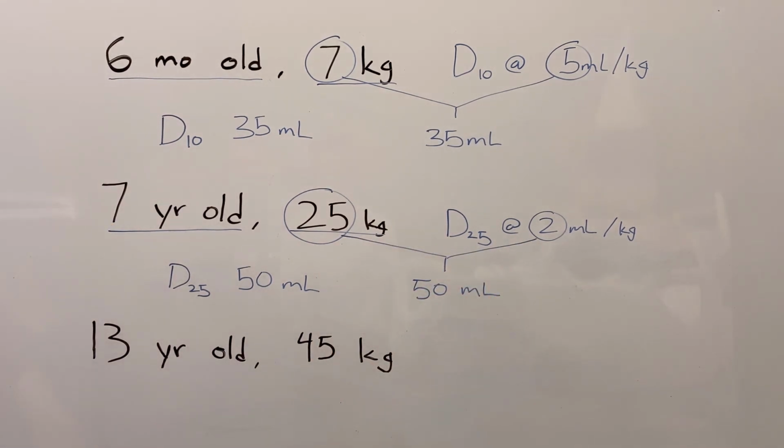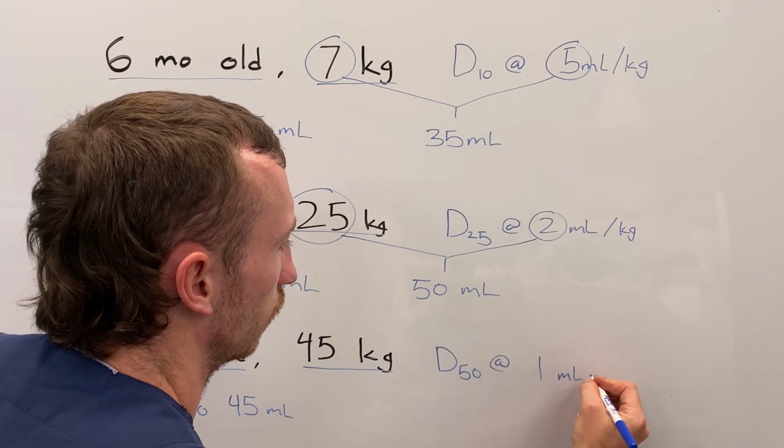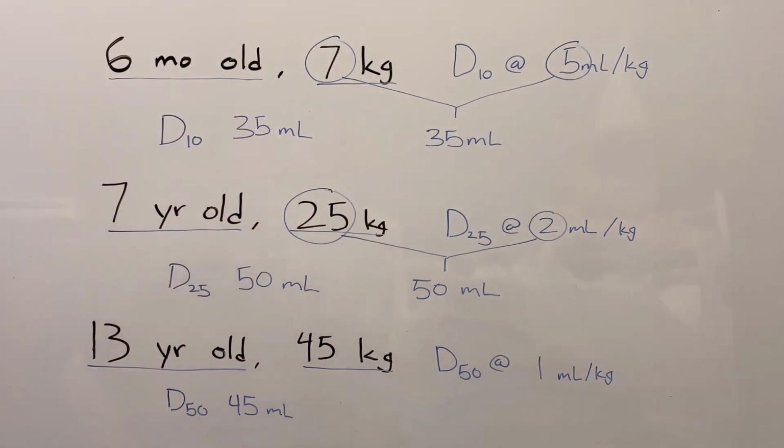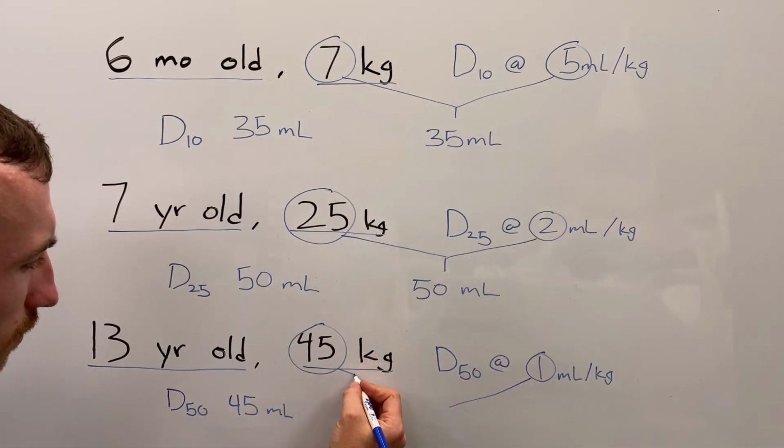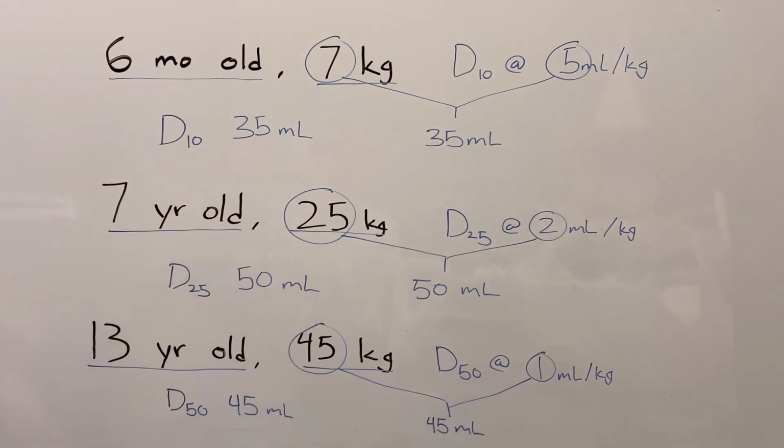What concentration and dose of dextrose should be given to a 13-year-old boy weighing 45 kilograms? 45 milliliters of D50. This patient is a teenager, so 50% dextrose with a dosage of 1 milliliter per kilogram is needed, because, according to the rule of 50, 1 times 50 equals 50. So a 45 kilogram patient needs 1 times 45, which is 45 milliliters of D50.